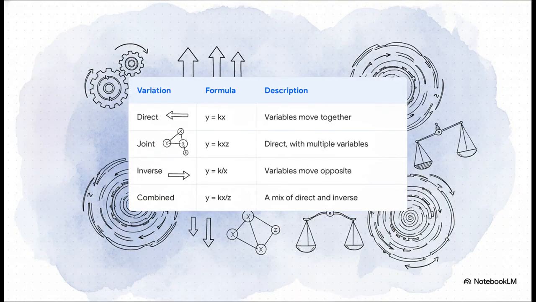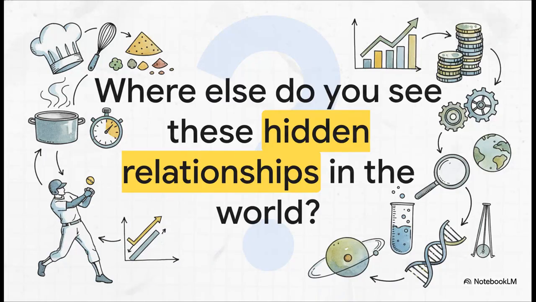It really boils down to this. Direct is all about multiplying and things move together. Inverse is about dividing and things move in opposite directions. And joint and combined, they're just fancy ways of mixing those two simple rules. This little chart here is basically your cheat sheet for everything. And that's pretty much it.